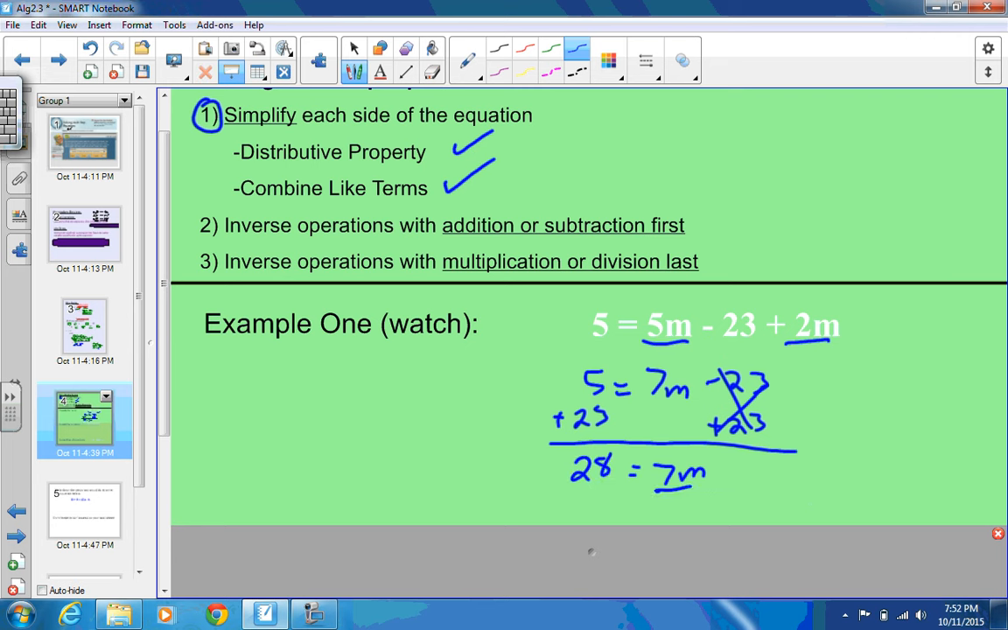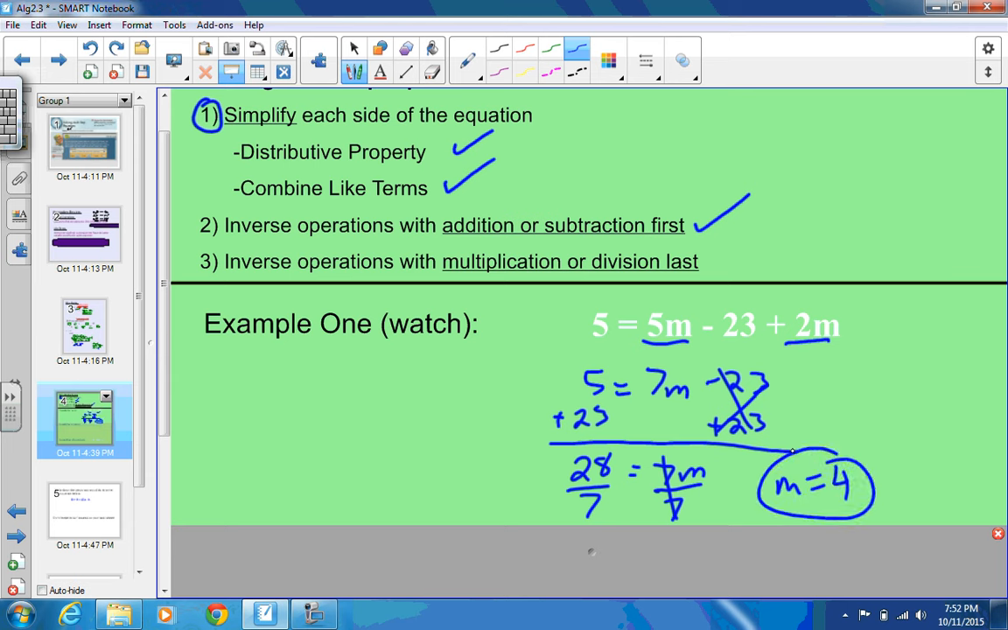And then you can undo the multiplication. That's done. Oops. Whoa. As I was saying, we're done there. Now we can do our multiplication or division. So this is multiplication, so we're going to undo it with division. Divide both sides by 7 to get rid of that. So then we're left with m equals 28 divided by 7, which is 4.